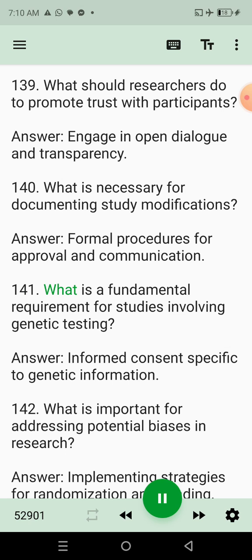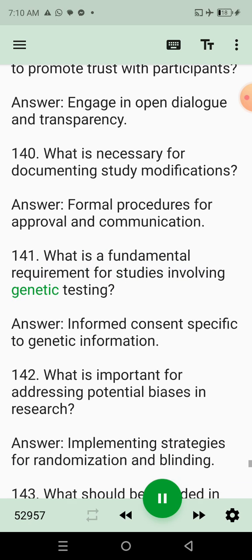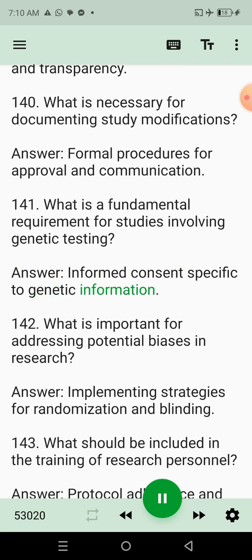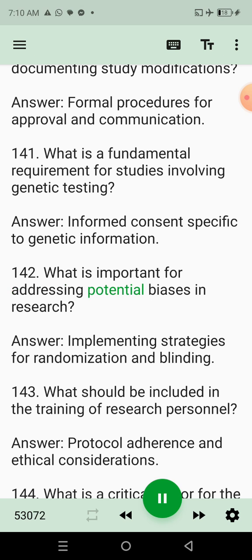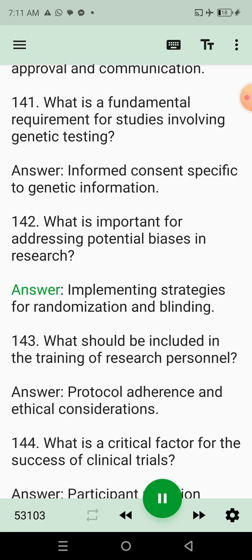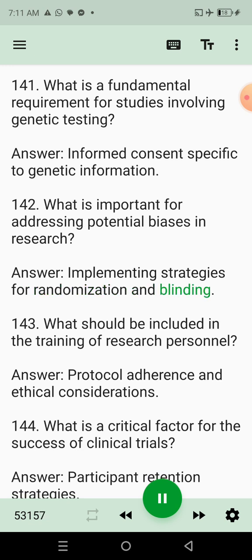141. What is a fundamental requirement for studies involving genetic testing? Answer: Informed consent specific to genetic information. 142. What is important for addressing potential biases in research? Answer: Implementing strategies for randomization and blinding.